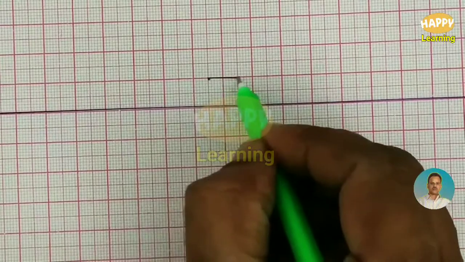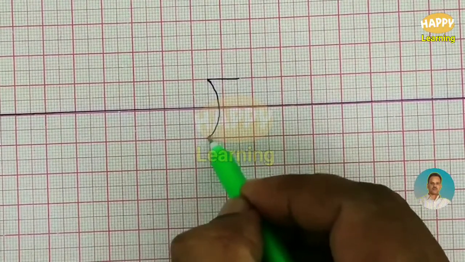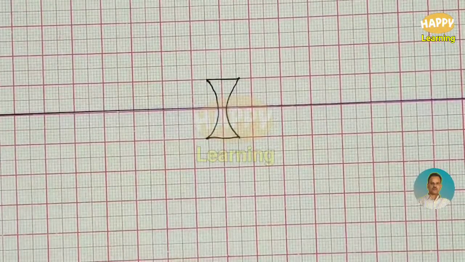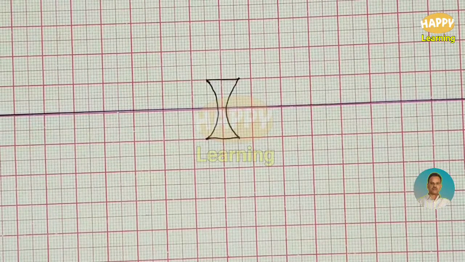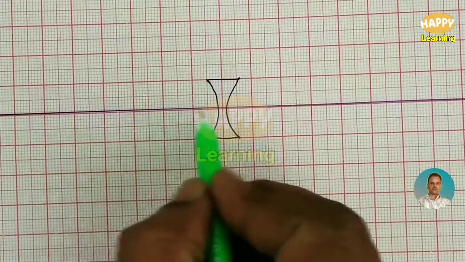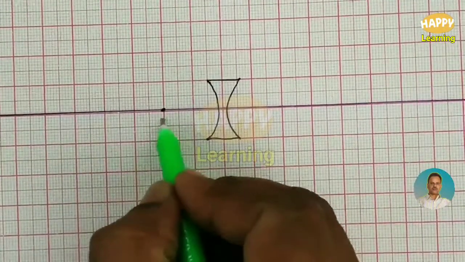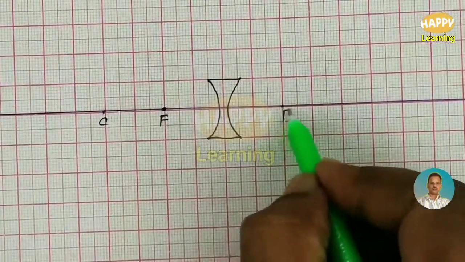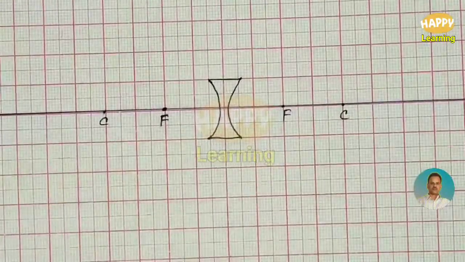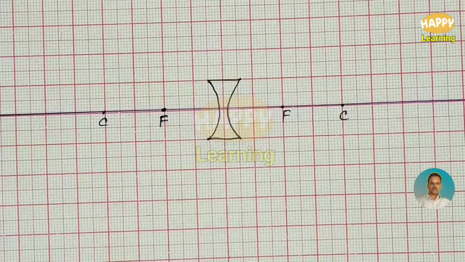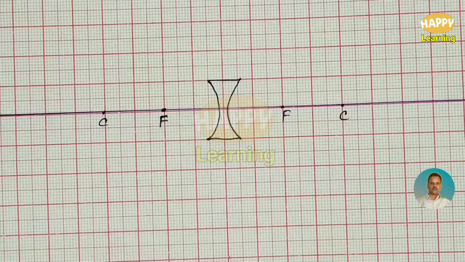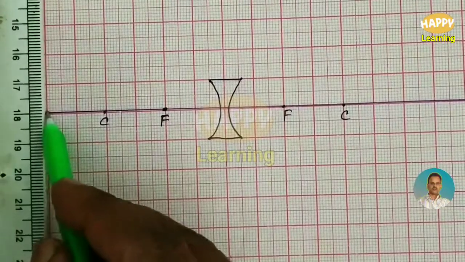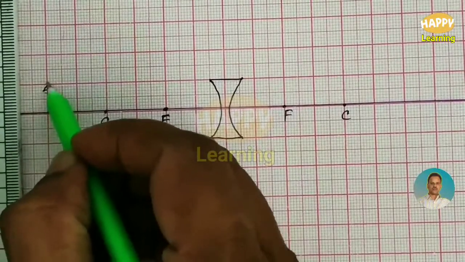Here we have one concave lens. Suppose 1, 2, 3. This is a focus, and double of that is C. This is a focus, and double of that is C. Suppose this is a biconcave lens, equal on both sides. Now, I am selecting one object somewhere here beyond C. Suppose this is the object.